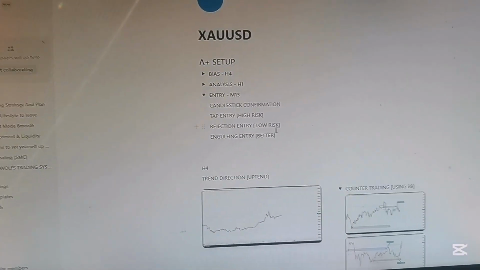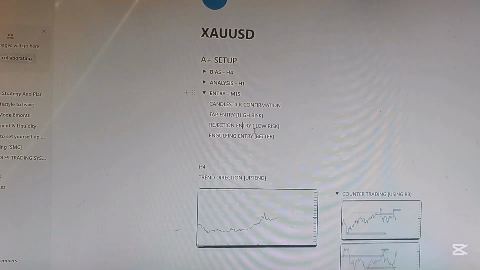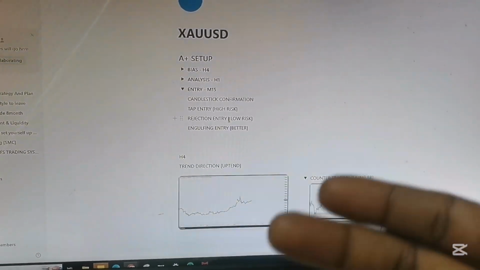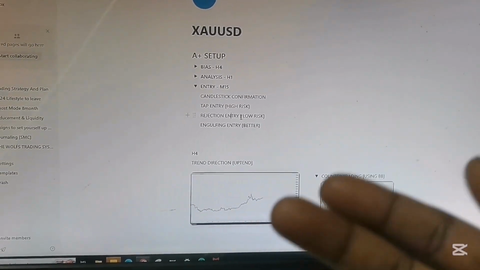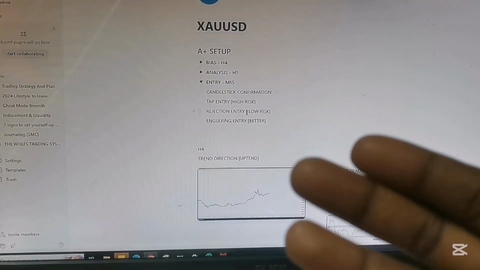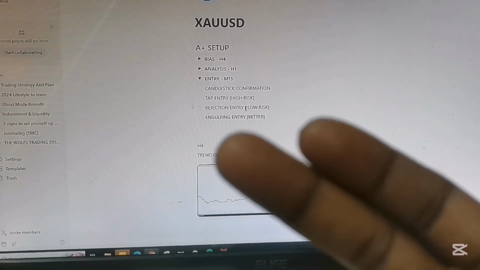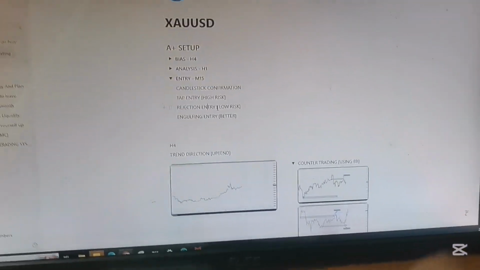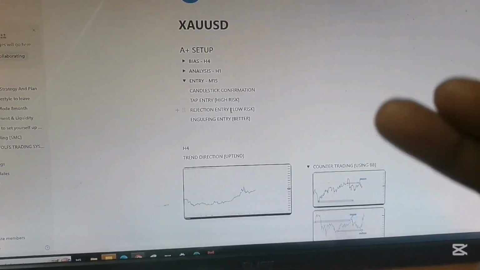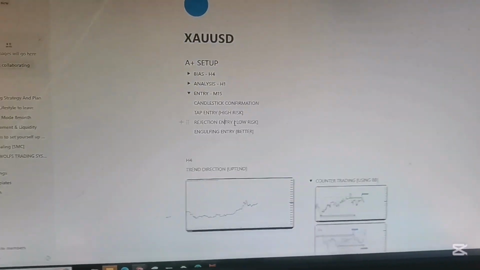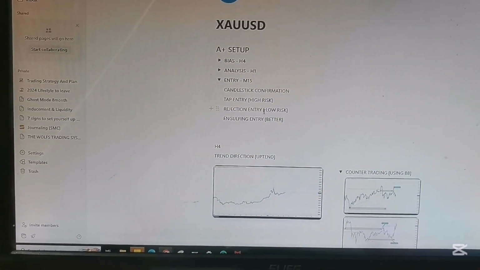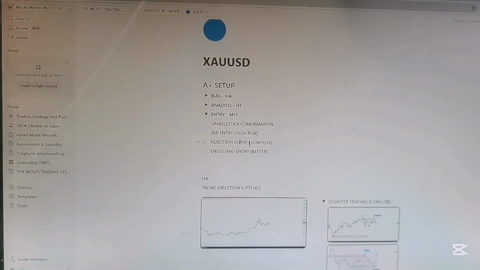And rejection entry also. Rejection entry is a low risk, because once price taps into my 15-minute demand zone or supply zone, I just wait for a rejection. Once I see that rejection, then I just take my market. That's a market execution. So the last two, that's the rejection and engulfing, also are market execution. But the first one, the tap entry, is buy limits and sell limits.